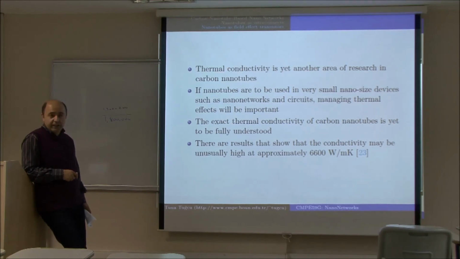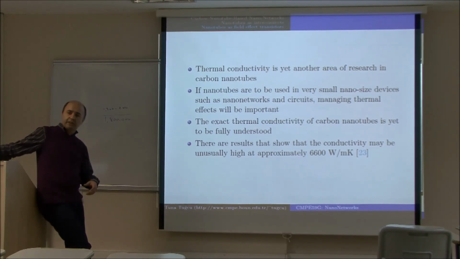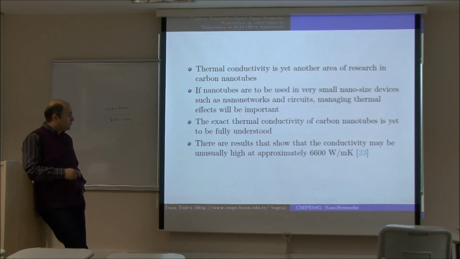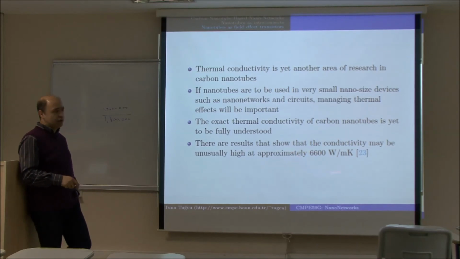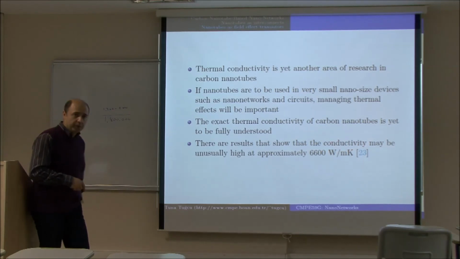Thermal conductivity is yet another area where we can make use of another feature of carbon nanotubes that can be used for communications. If the nanotubes are going to be used for nano devices, then managing the thermal effects will be important to carry information, for example, from one nanomachine to the other. The exact thermal conductivity of carbon nanotubes is yet to be fully understood. And as we said, the conductivity can go around 6,000 or 6,600 watts per meter Kelvin.